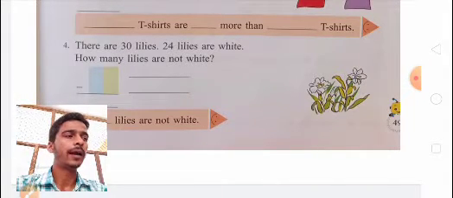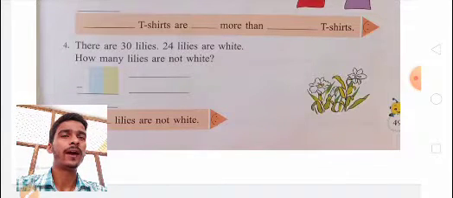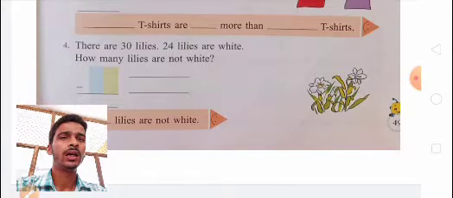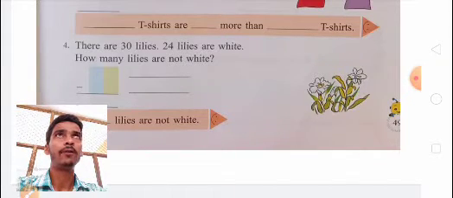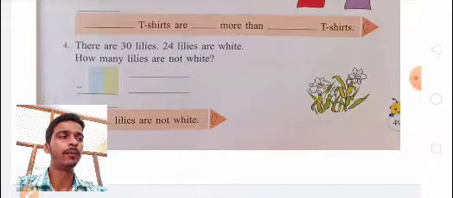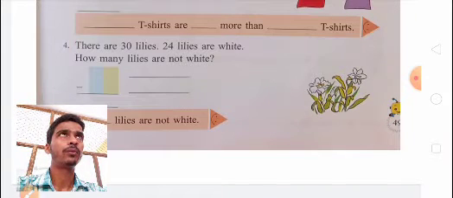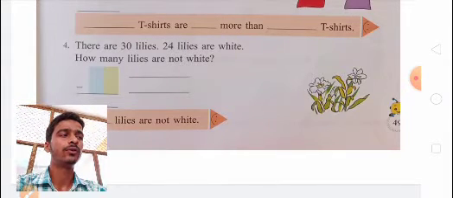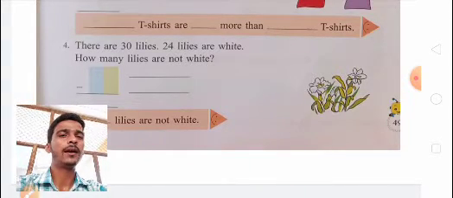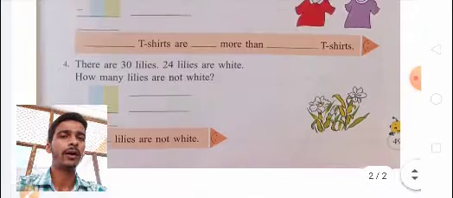When we subtract 24 from 30, we can find how many lilies are not white. We can't subtract 4 from 0, so we will take 1 from 3 and there will be 10. So 10 minus 4, there will be 6, and here will be 2, and 2 minus 2, there will be 0. So our answer is 6 lilies. So we will write: 6 lilies are not white.